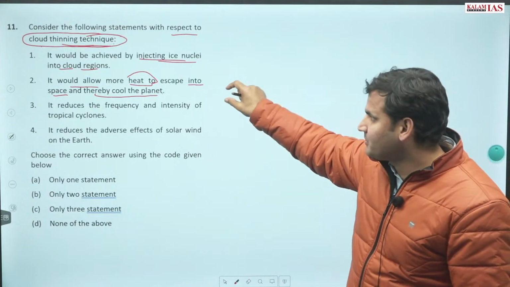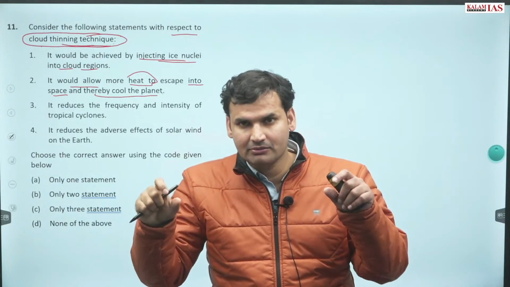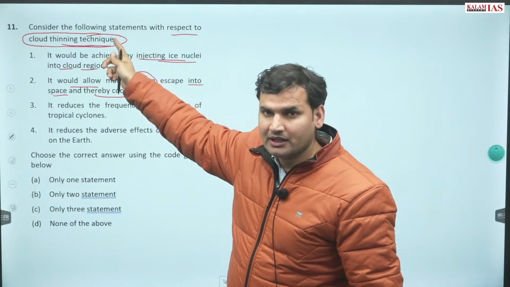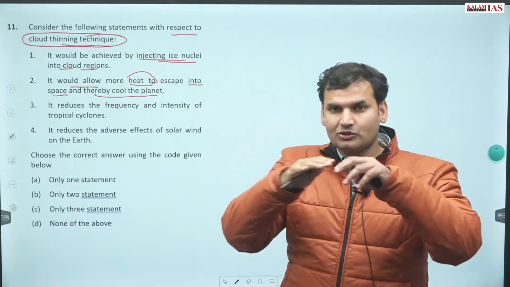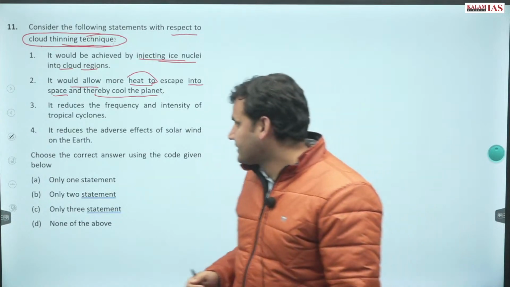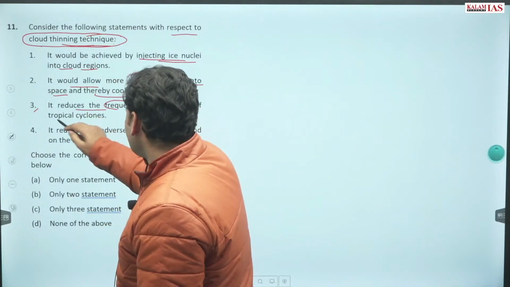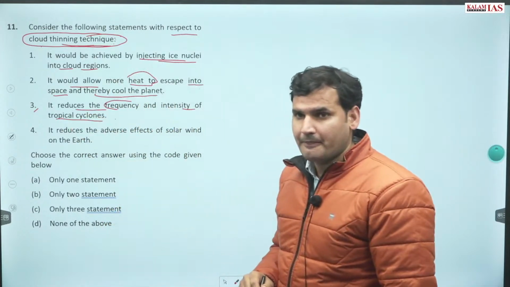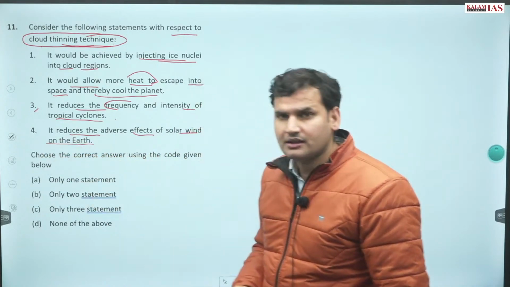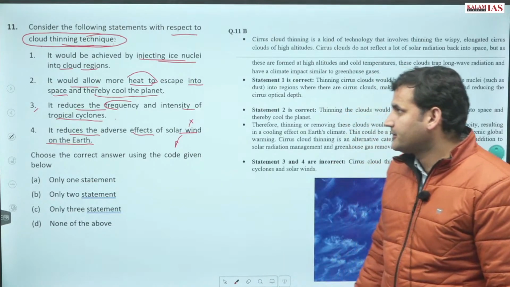If you know the basics of the role of clouds in the heat budget, you can apply the logic there. Even if you haven't studied it, you can still apply logic: because of clouds, heat is trapped, reflected and refracted. What is the case? Statement third, it reduces the frequency and intensity of tropical cyclones. It reduces the adverse effect of solar winds on the earth. These have nothing to do with the cloud thinning technique.